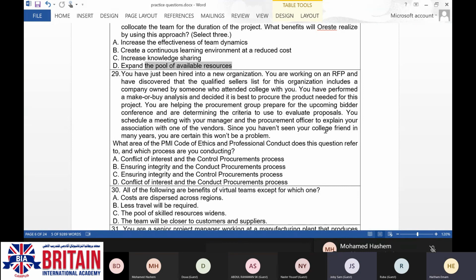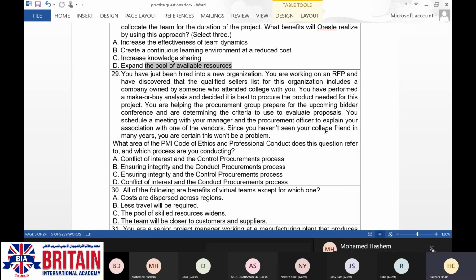Who said the conflict of interest is part of anything? It's a code of ethics. Code of ethics is a standalone part. It can be interfering with any part of your project, during executing, during monitoring and control, during planning, in any knowledge area, in scope, in cost, in quality, or whatever.